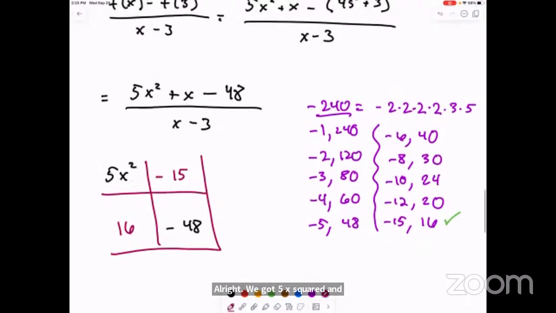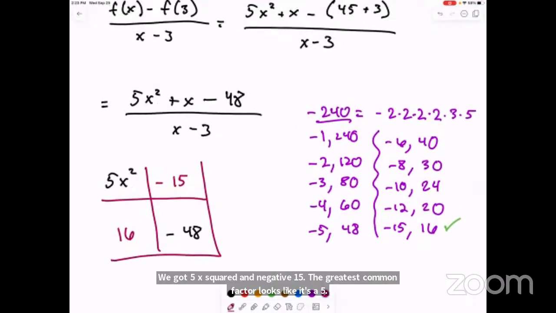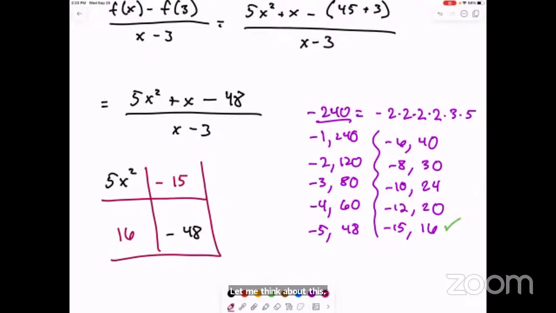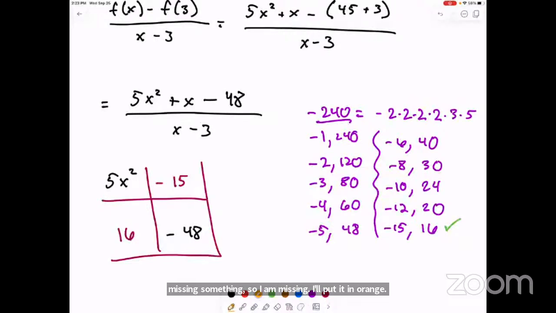Now let me think about this. Oh, sorry, I'm missing something. I'll put it in orange. There needs to be an x here and an x here. All right, that's better. So we can factor out a 5x from the two on top.